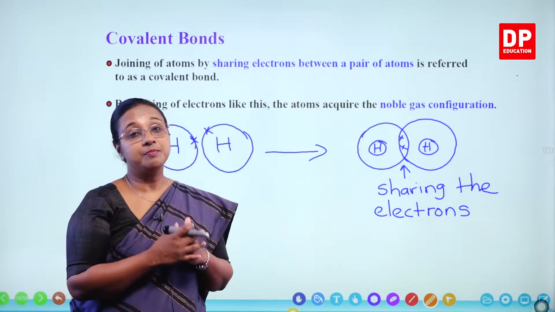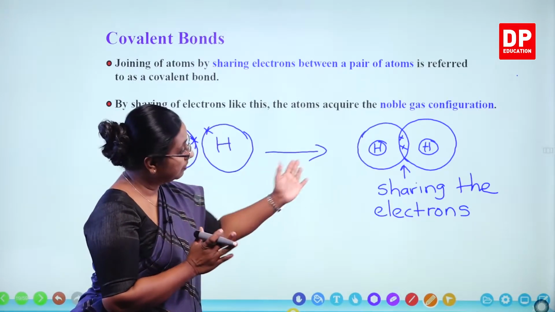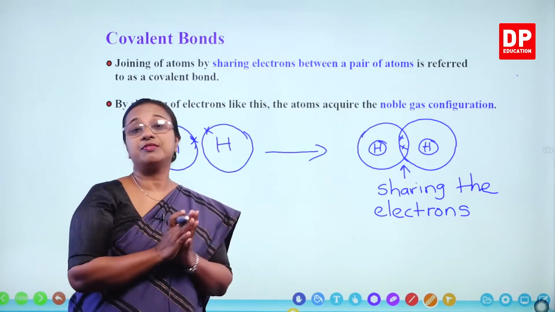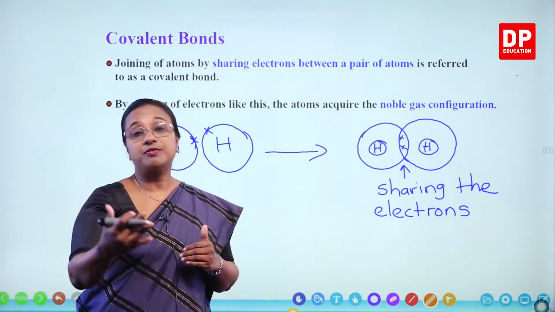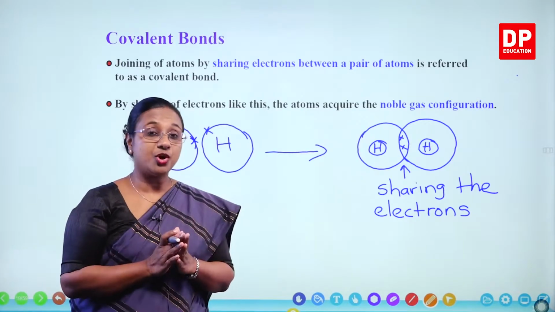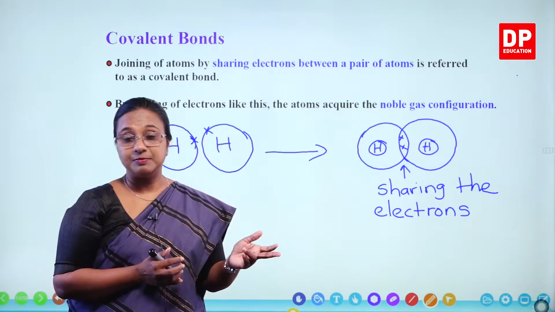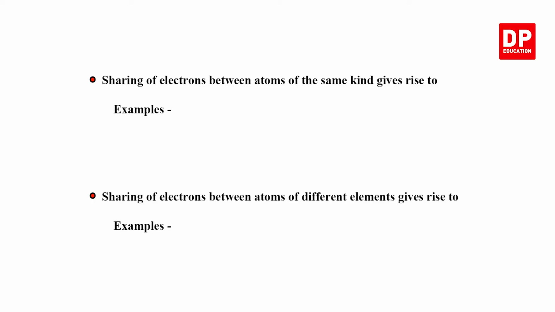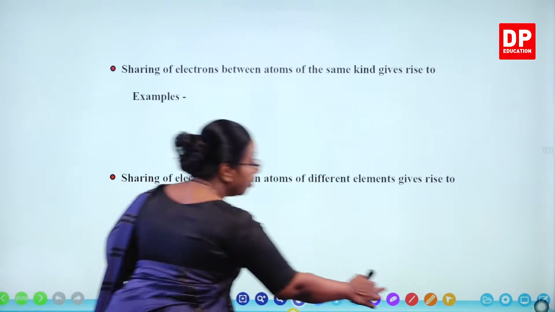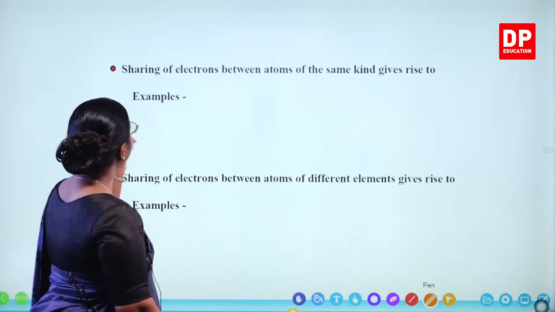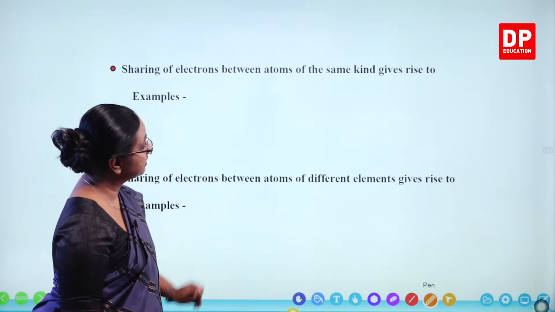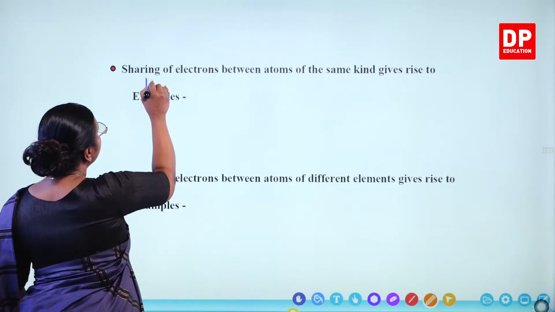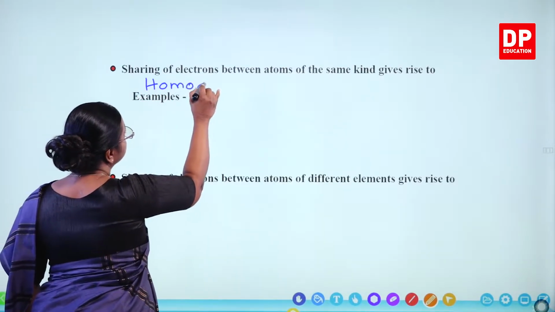So, that is a covalent bond. And this can be found between atoms of the same element or atoms of different elements. Based on that, we will be classifying covalent bonds into two types. Now we will move on to that. Sharing of electrons between atoms of the same kind gives rise to what we call homoatomic molecules.